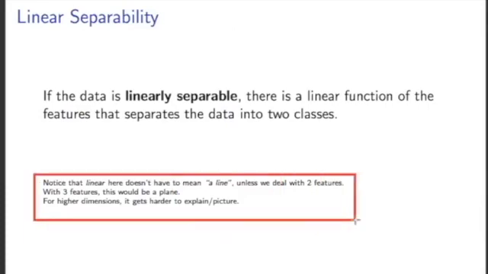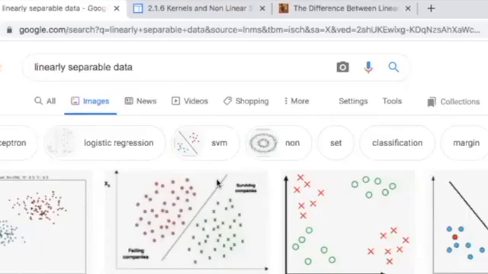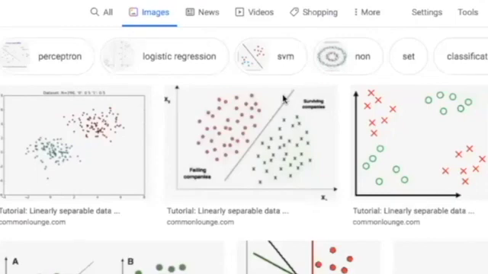It does if you're dealing with just two features. For three features, a linear function would give you a plane. And for higher dimensions, it gets harder to explain or picture. If you're curious what linearly separable data looks like, a quick image search will give you lots.